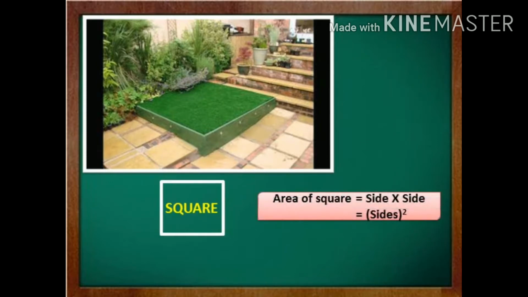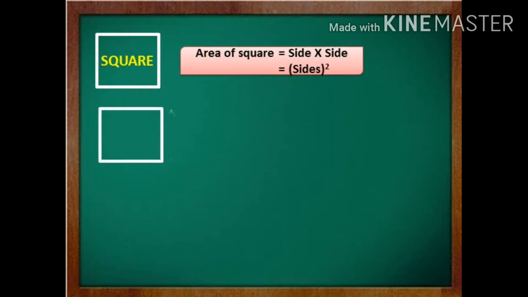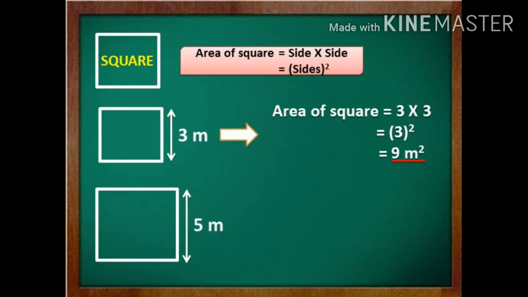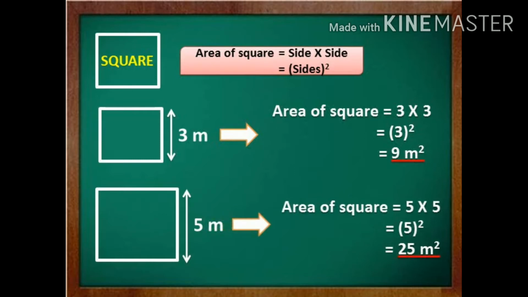So, area of a square is given as side multiplied by side, that is equal to side square, or side to the power 2. Consider the square of 3 meter side. The area of this square would be equal to 3 multiplied by 3, that is equal to 3 square, that is equal to 9 meter square. Area of a square of length 5 meters would be equal to 5 multiplied by 5, which is equal to 5 square, that is equal to 25 meters square.